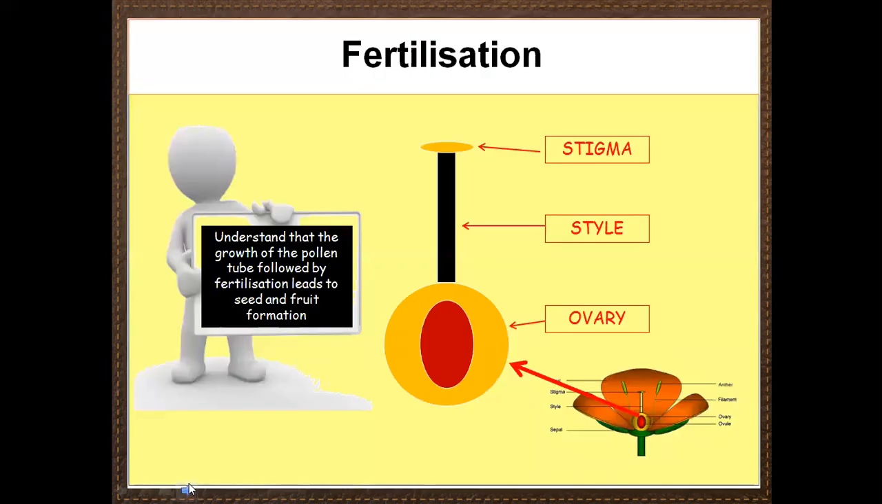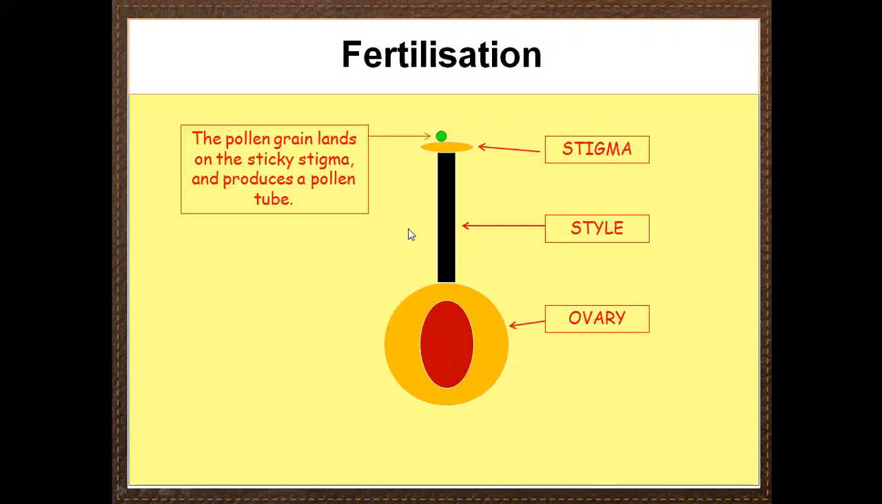Okay, now the process of fertilization in flowering plants, how it happens. First of all, you should know this is the carpel, the female reproductive part of the plant: stigma, style, and ovary. And this one you can see here is the male reproductive part of the plant. From this male reproductive part, the pollen grain will be transferred to this stigma. So these are the parts of the carpel: stigma, style, and ovary. Let's see how the process of fertilization happens. First of all, you can see here, the pollen grain lands on the sticky stigma and produces a pollen tube.